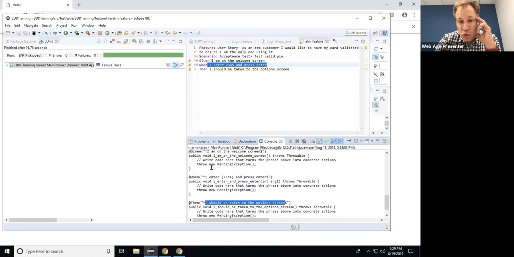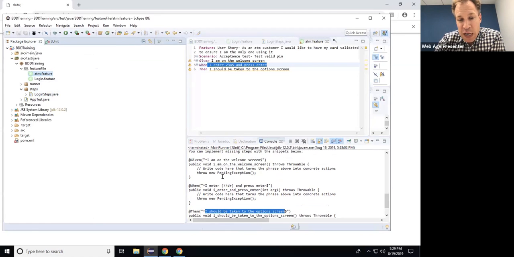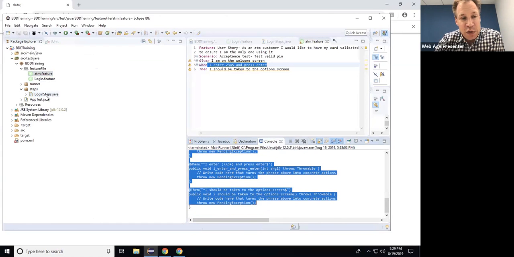And then what you do, every cucumber file has two components, a feature file here and a steps file, which is down here, login steps. All you do then is cut and paste this code into the steps file, and now the test has been created. Now it's up to the developers to write the code to make this test pass. Remember we talked about testing first, the test should fail, and then the developers would work from there.